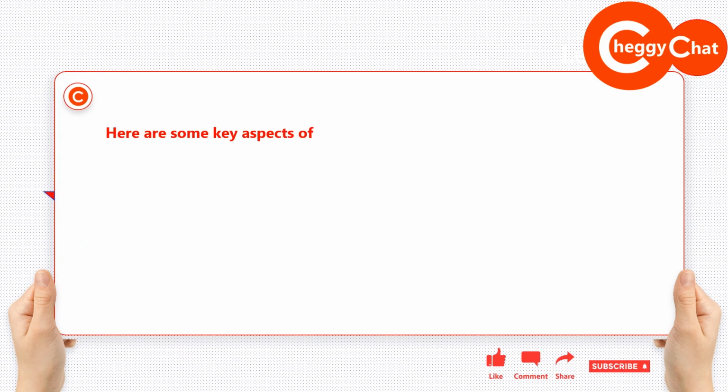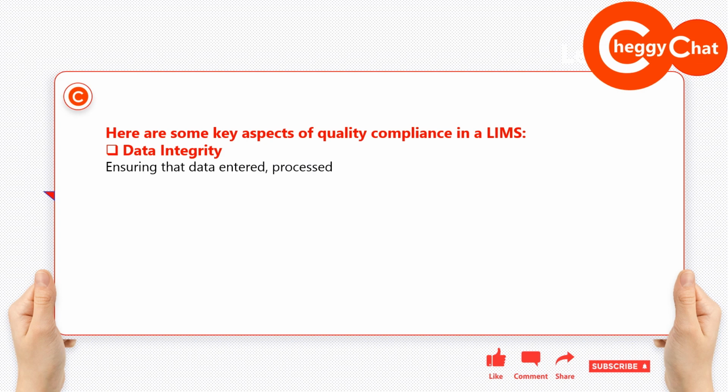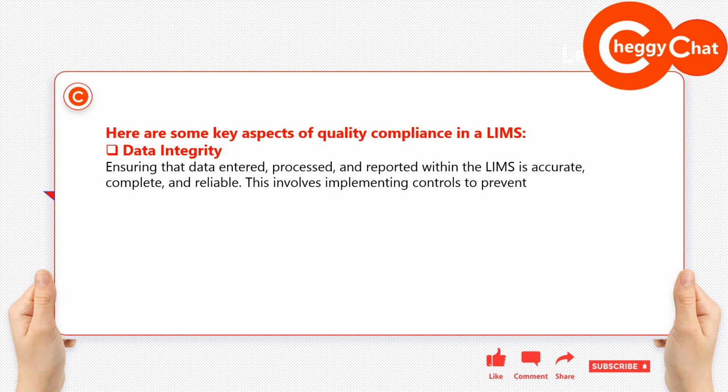Quality compliance is crucial in various industries, including pharmaceuticals, biotechnology, healthcare, environmental testing, and more. Here are some key aspects of quality compliance in LIMS. Data integrity. Ensuring that data entered, processed, and reported within the LIMS is accurate, complete, and reliable. This involves implementing controls to prevent unauthorized access, tampering, or data loss.